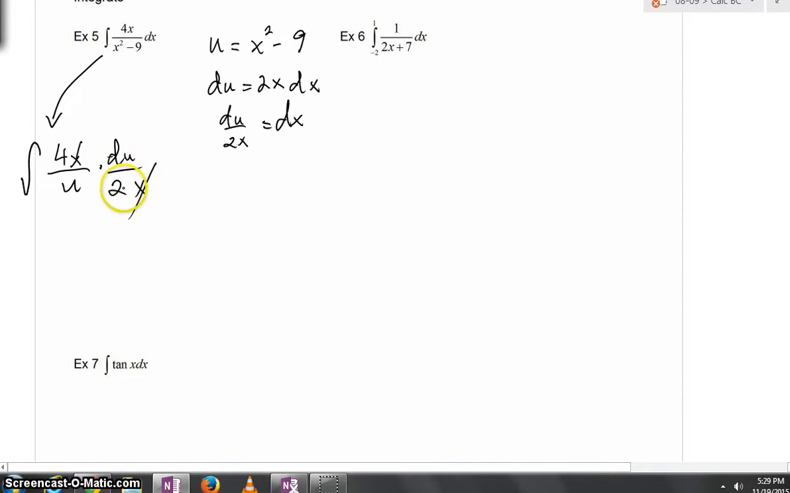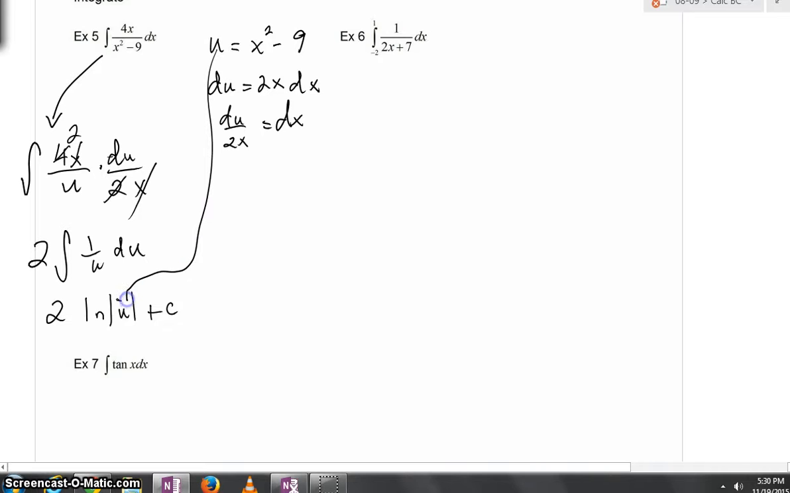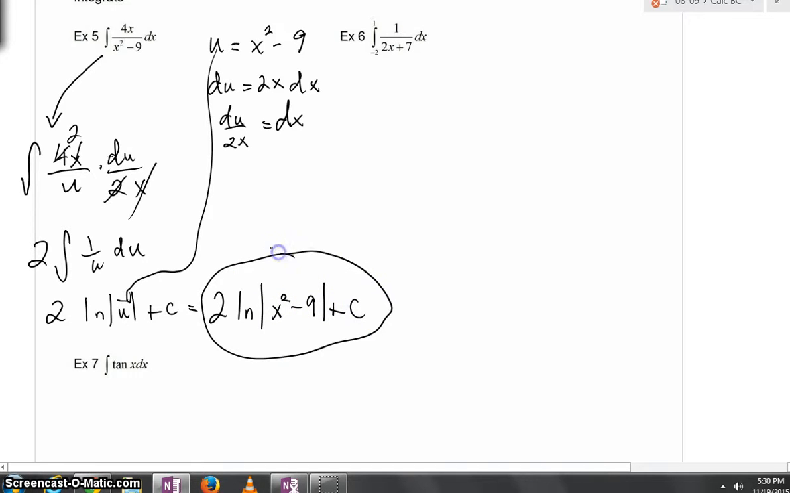Nicely, we see the x's cancel. 2 goes into 4 twice, and we're left with 2 over u du. We can even pull that 2 out in front. And we're left with this integral that we were just talking about right at the end of the first video. The antiderivative of 1 over u in its most general form will be the natural log of the absolute value of u plus c. We're going to, of course, resubstitute back in. We're going to say u is really representing x squared minus 9, and that will be our final answer.